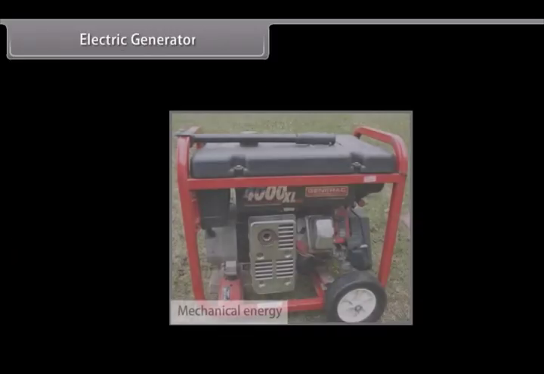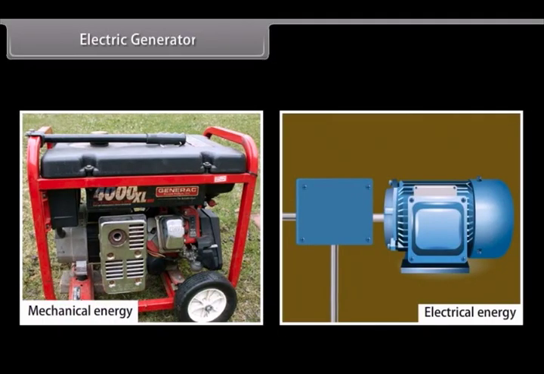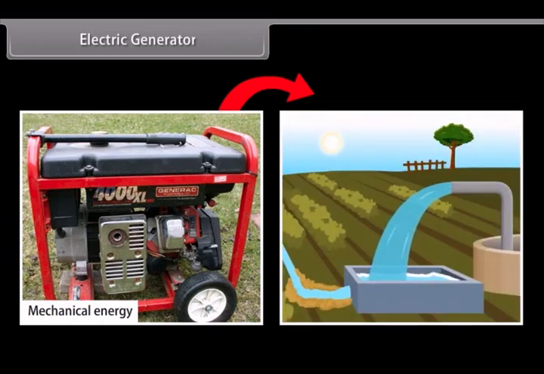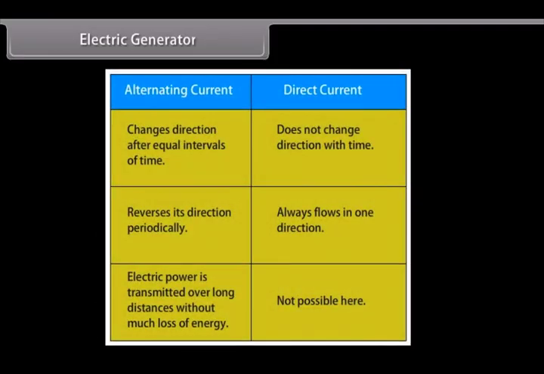Electric generator. An electric generator converts mechanical energy to electrical energy. It forces electrical charge to flow through an external electrical circuit. An example is a water pump, which causes water to flow but does not create water. Electric generators operate based on electromagnetic induction, that is, whenever a conductor moves in a magnetic field, a current is induced in this conductor. If a magnet is spinning inside a coil, alternating current is induced in the coil. Alternating current changes direction after equal intervals of time. The other type of current is direct current, which does not change direction with time.